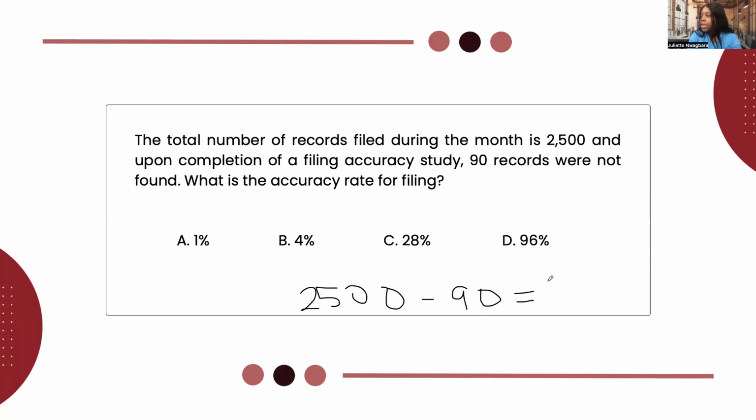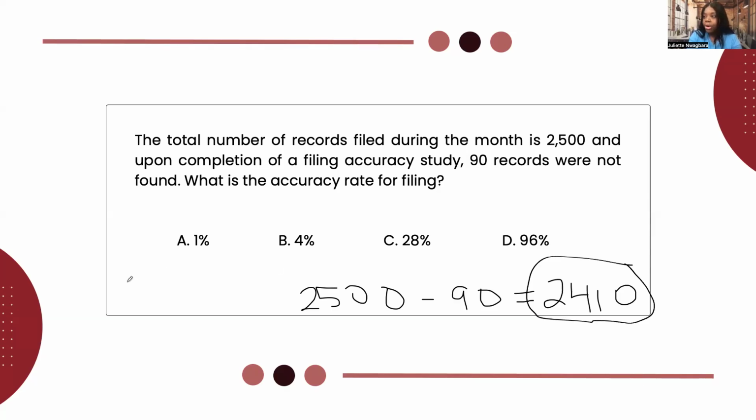And when you do that, hopefully my math in my head is right, you should get 2,410. Okay, so this is going to be my numerator, the 2,410, not the 90, but the 2,410. So you have to read this question and understand it to do this math. That's how they get you, right? You have to pay attention.